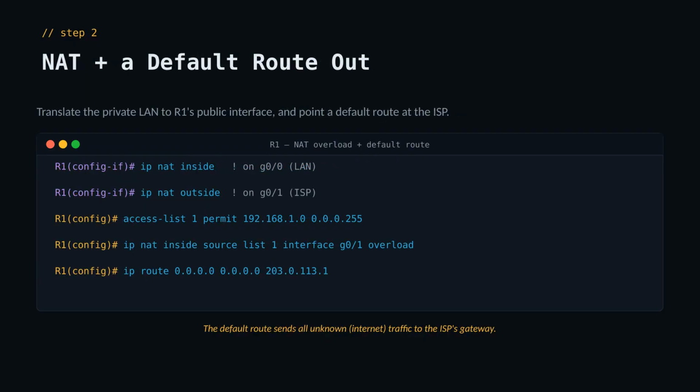With addressing handled, we move outward. We tag Gi0/0 as NAT inside and Gi0/1 as NAT outside, so the router knows which direction to translate. Access list 1 picks up anything from 192.168.1.0/24, and the ip nat inside source line with the overload keyword gives us PAT, every internal host sharing R1's public interface on Gi0/1. Finally, a quad-0 static route hands off everything unknown to the ISP at 203.0.113.1. That's our ticket to the internet.